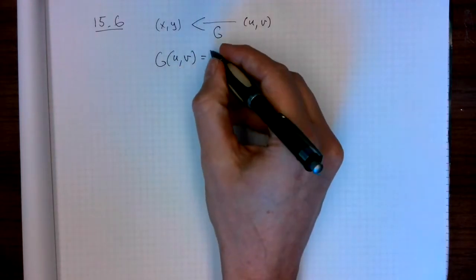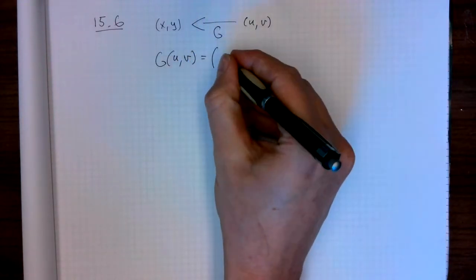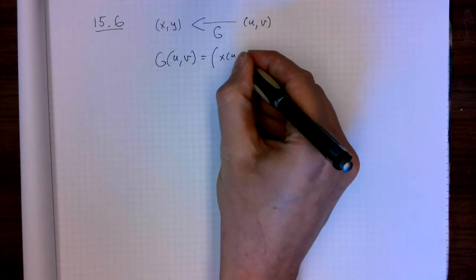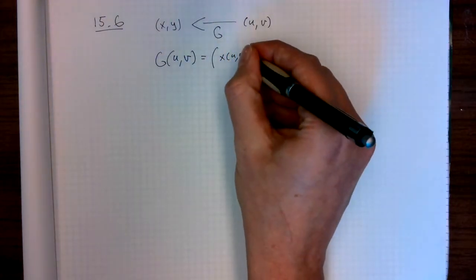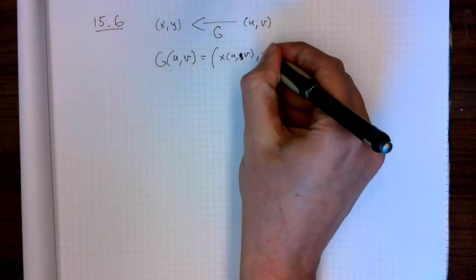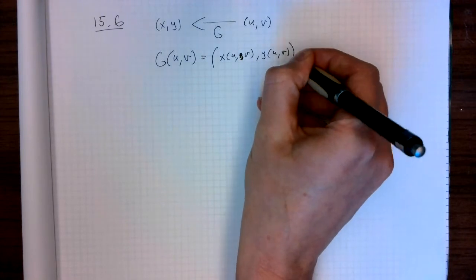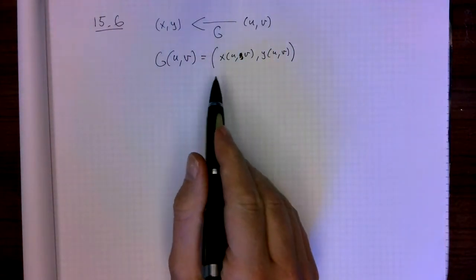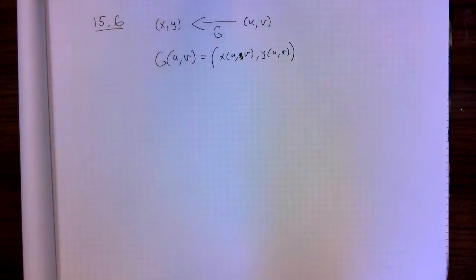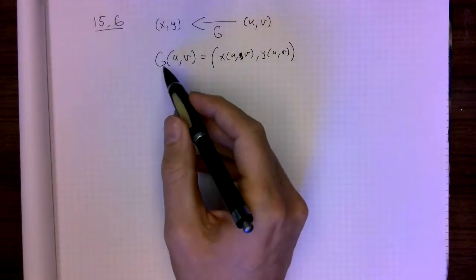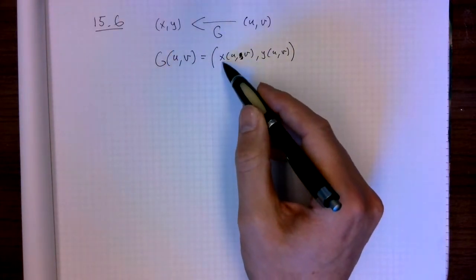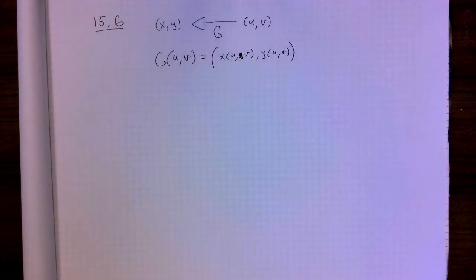For each point u, v, it will give you a point x, y. So really, it's two functions, x and y. They're functions of u and v. So for each point u, v, you get a point x, y. You can think of it as position vectors. It could be a vector valued function, capital G, or it could be point valued, as we're doing right now.